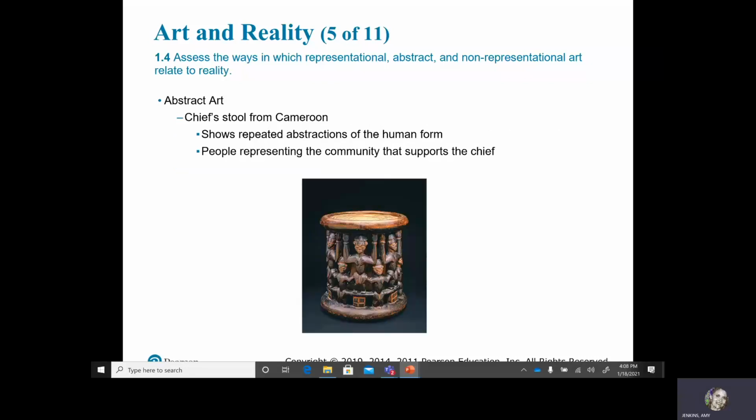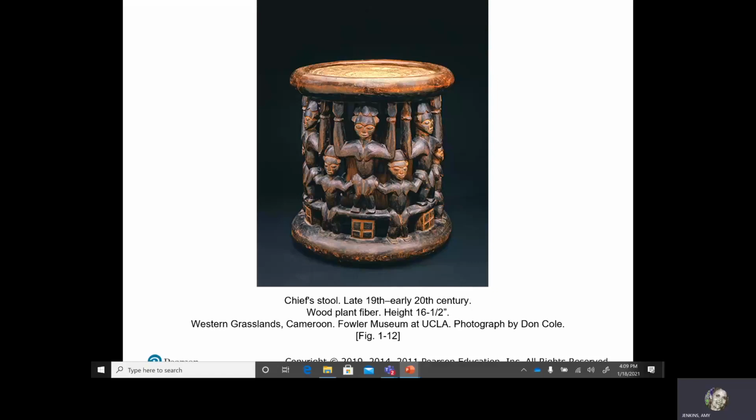Here's an example of abstract art. It's a chief stool from Cameroon, and it shows repeated abstractions of the human form. So, it's not super realistic. It's stylized and it's a little out of proportion. The arms are really big, the torsos and the legs are really small. So people are representing the community that supports the chief. Chief stool.